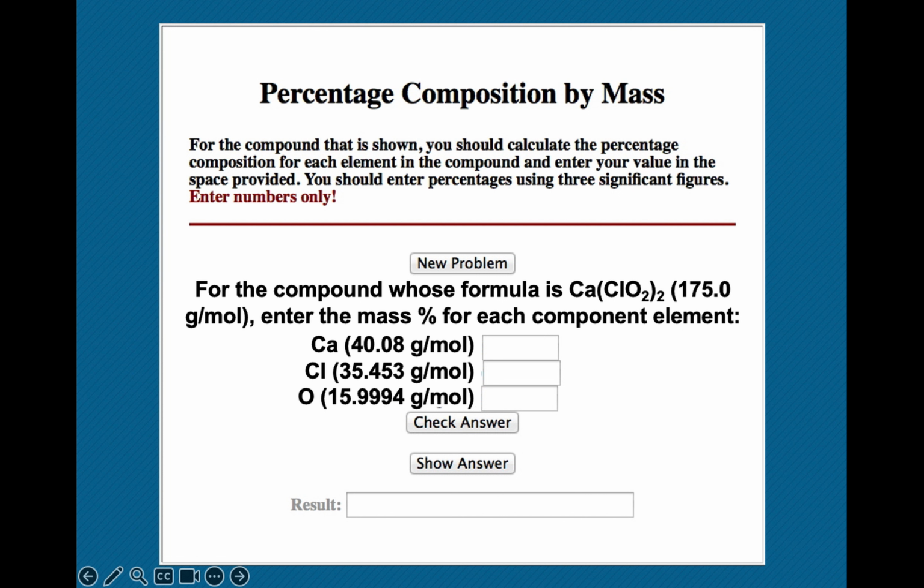All right. We have 2 of them. Calcium is not a transition metal, so this is just calcium chloride. We have 1 calcium. It weighs 40 divided by 175. Let's do it.